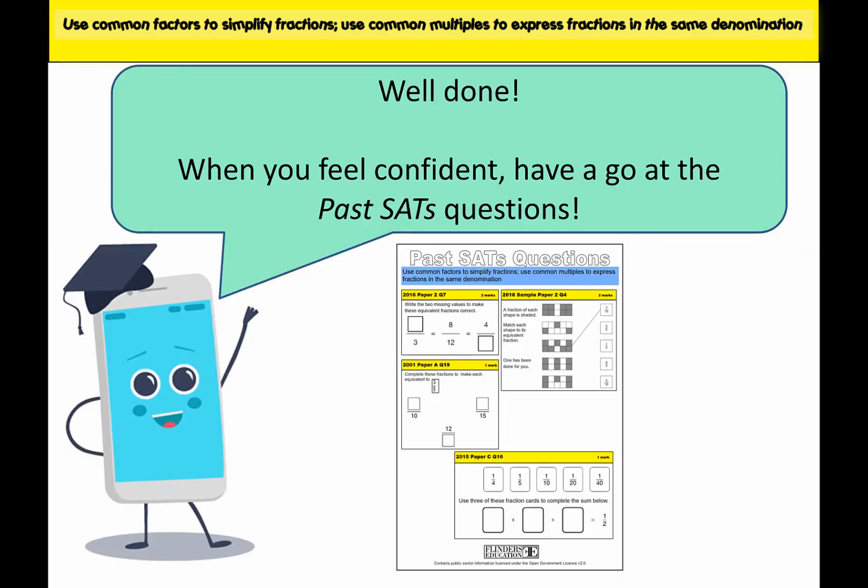Well done, you've completed the activities on using common factors to simplify fractions and using common multiples to express fractions in the same denomination. So print out your past SATs questions and have a go at answering these type of fraction skills in a SATs question format. There will be tons of questions on fractions in your SATs paper, both in your arithmetic paper and in both of paper 1 and paper 2. And these fraction problems can be written in lots of different ways. So give it a go and see how you fare. Good luck.